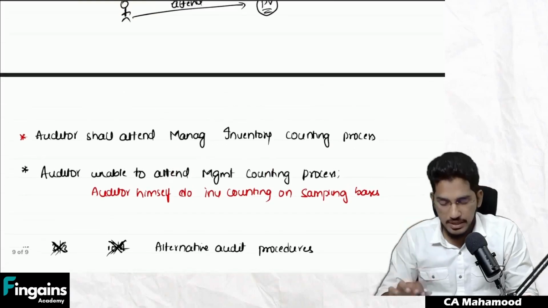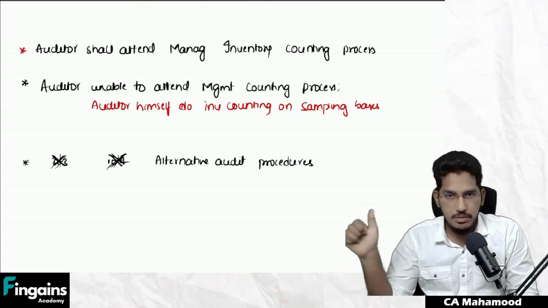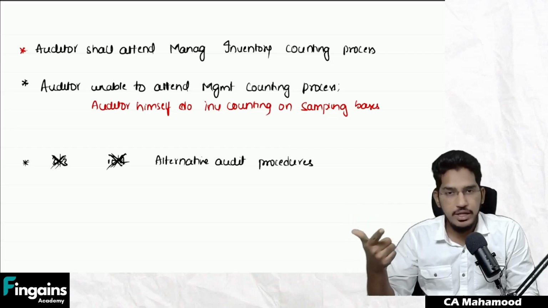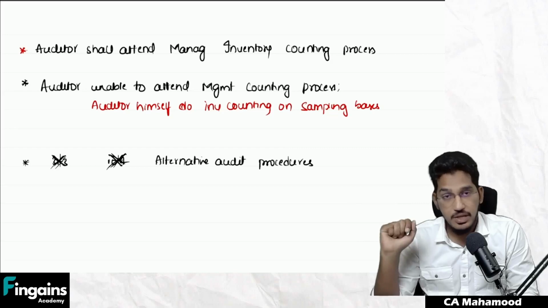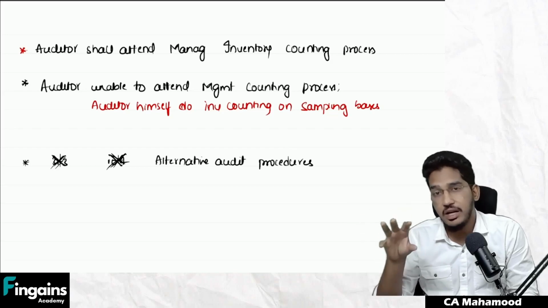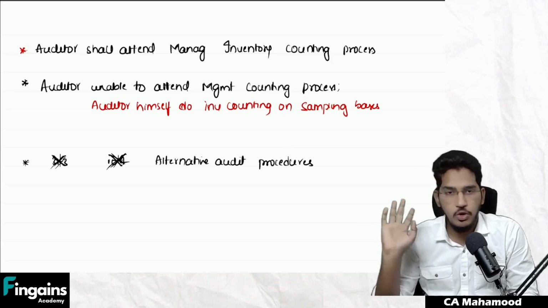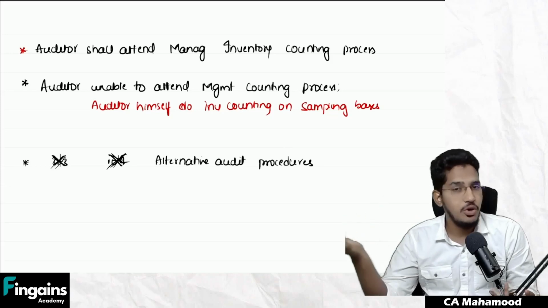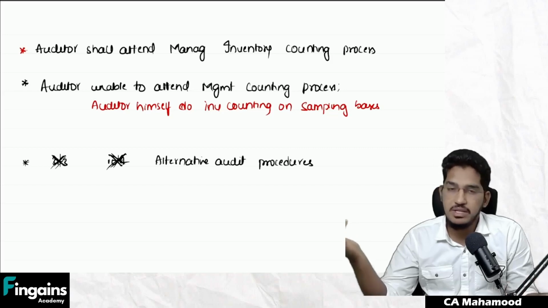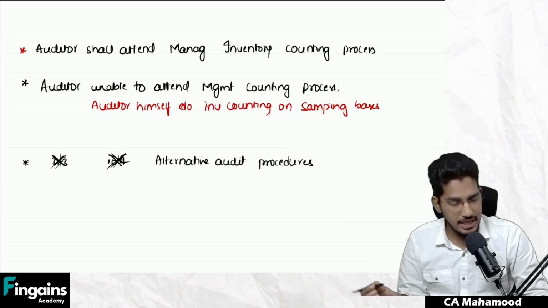So 3 steps I have explained till now. First, we should try to attend the inventory counting process whenever done by the management. If you are unable to attend, you have to do the counting on your own on some alternative date on a sampling basis. Sometimes attending the inventory counting becomes highly impracticable. Then what should you do? You should try to perform alternative audit procedures. What are alternative audit procedures? That is up to the auditor's choice.